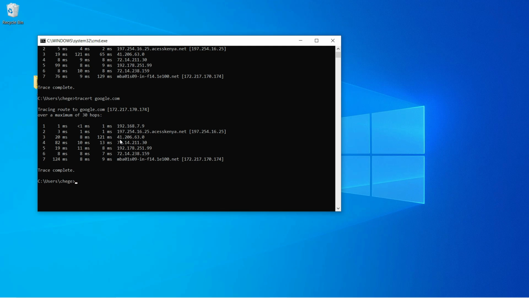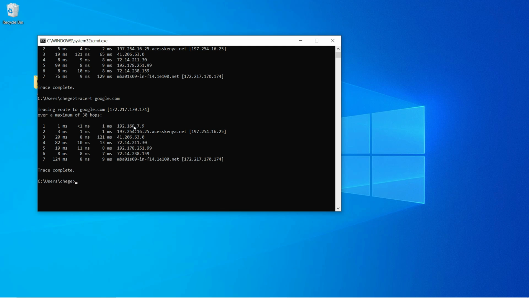Then hop 2, since it is showing request timed out, it suggests there is an issue with my local router, or the firewall, or the ISP is maybe blocking ICMP requests. So you may need to troubleshoot further. That's where other commands come in.